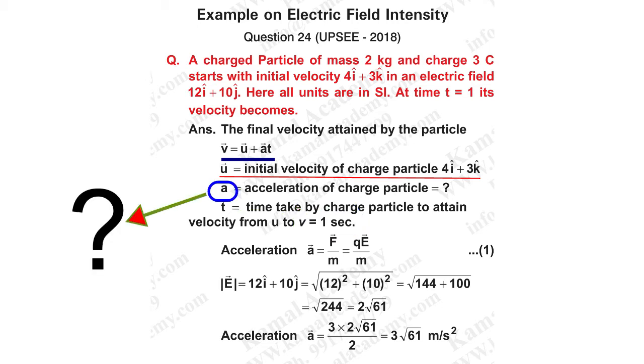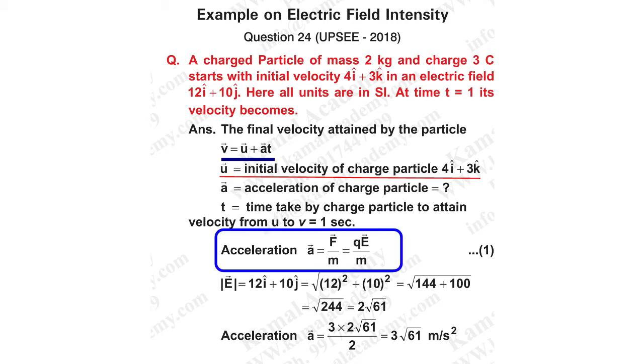So to determine the acceleration of the charged particle, we use Newton's second law of motion as acceleration is equal to force upon mass. So electrostatic force can be written as Q into E upon mass m. Since electric field intensity is the electrostatic force on a unit coulomb charge, if we multiply this with total charge Q, we get the total force acting on the charge of magnitude Q coulombs.